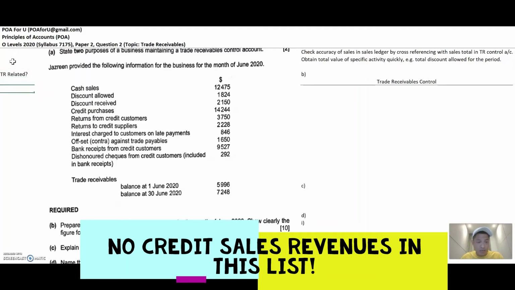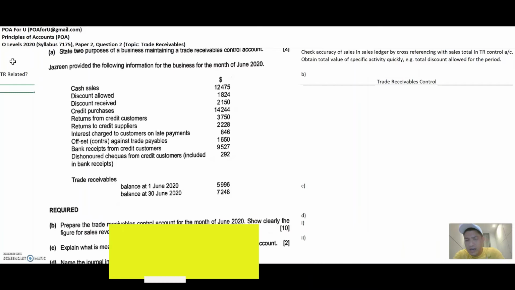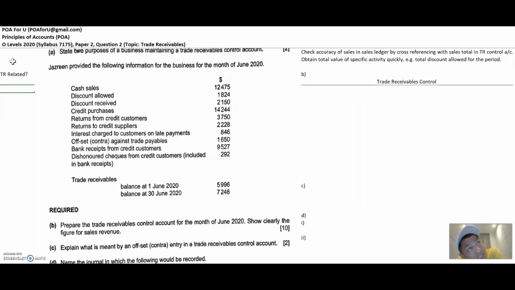TR is trade receivables, yeah? And cash sales. So cash sales, is it trade receivables related? If you sell something for cash, then there's no trade receivables crystallizing, right? Because the double entry would be debit cash in hand or cash in bank, and credit sales. There's no debit trade receivables, credit sales. No such thing. So this is no.